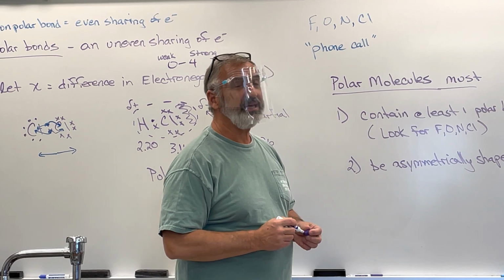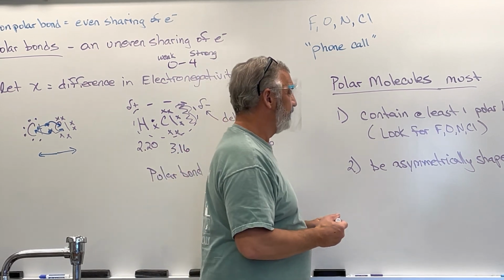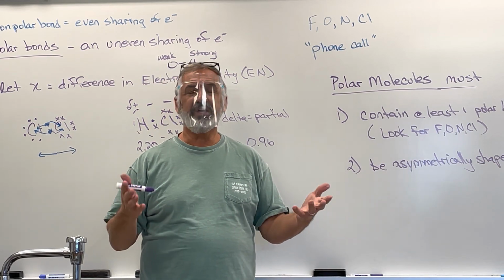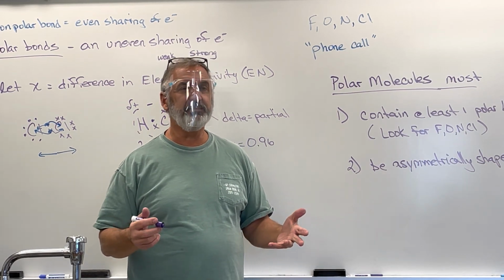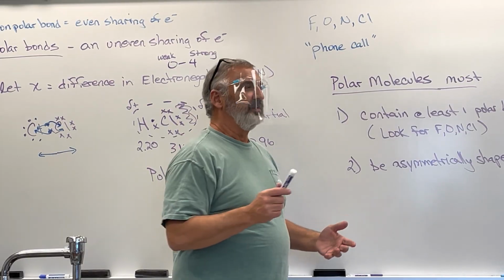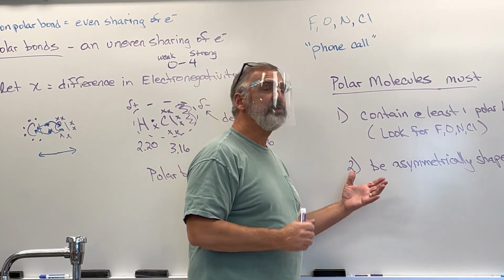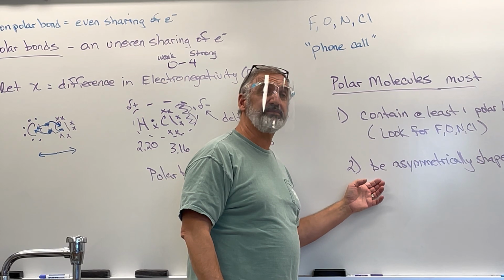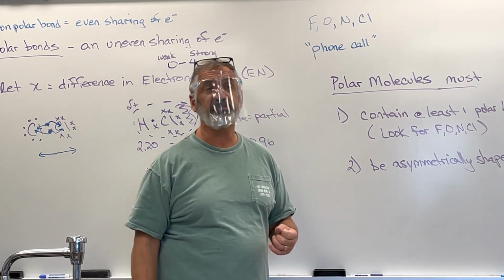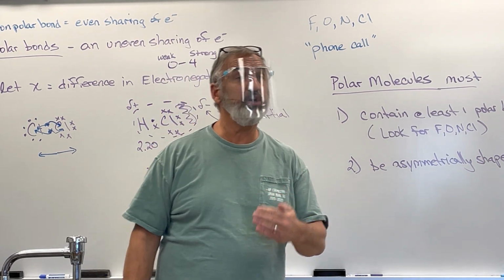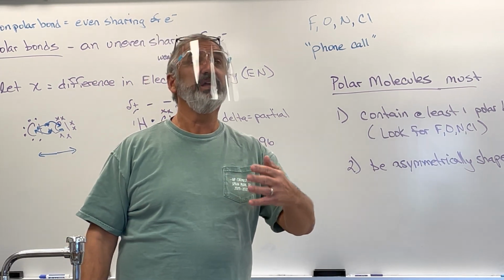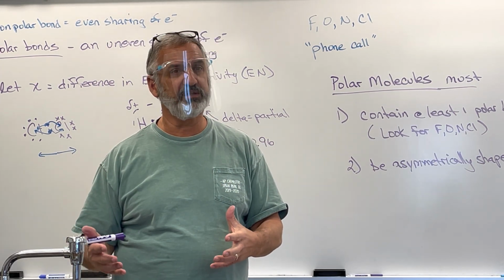Now, what does that mean, asymmetrically shaped? Like one side's different. They're not the same all the way around, okay? Most of the time, we can identify an asymmetrically shaped molecule if it has a lone pair on the central atom. Now, it's not the lone pair that makes it polar. It's because it has a lone pair, it's going to be asymmetrically shaped.